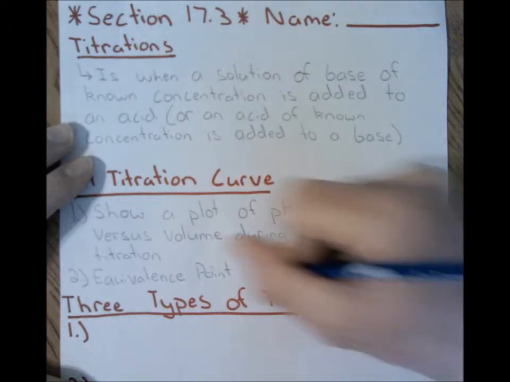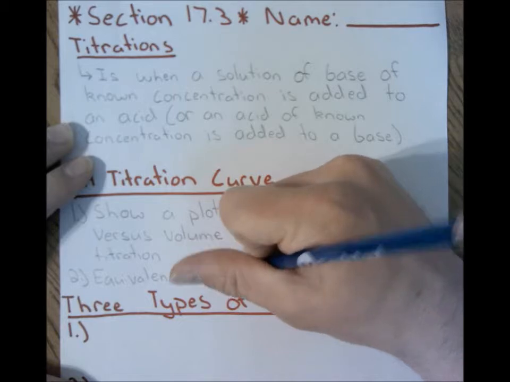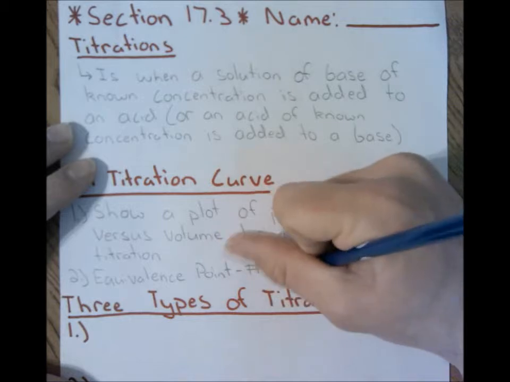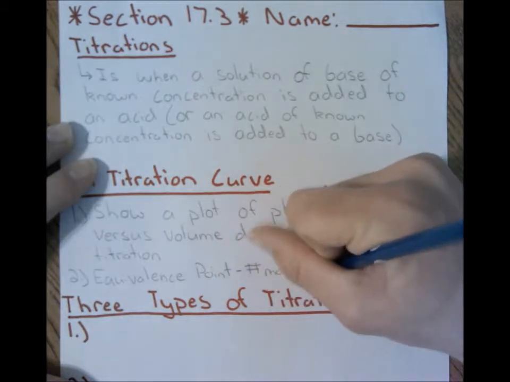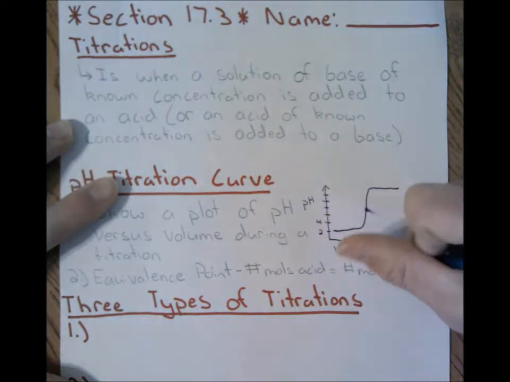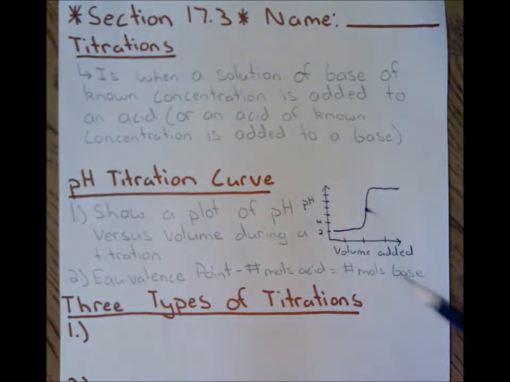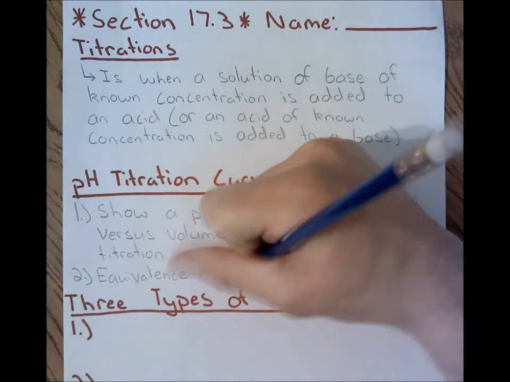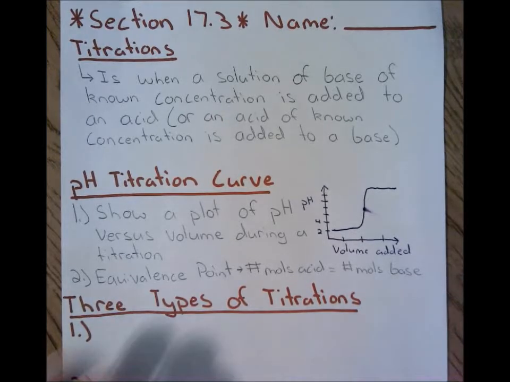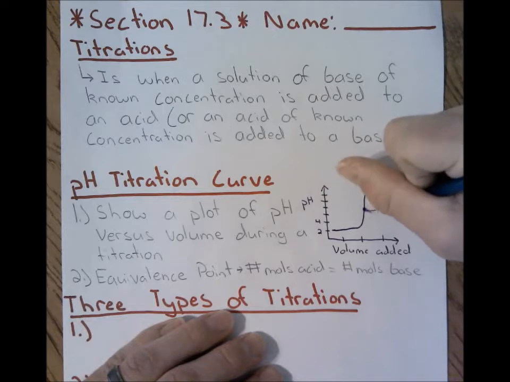But right here, the number of moles, and I'm going to use some abbreviation, the hashtag symbol here, number of moles acid equals number of moles of our base. So that's something to keep in mind. At the equivalence point, the number of moles of the acid is equal to the number of moles of our base.